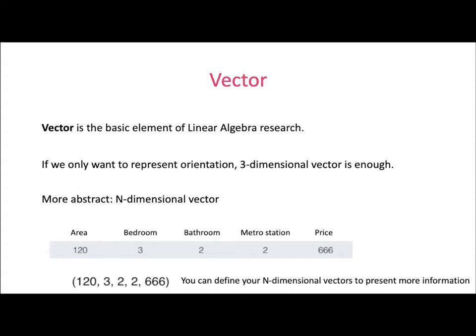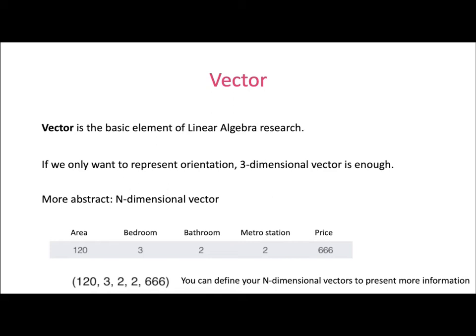For example, if we want to describe a room or a house, we can depict it from these perspectives, like how large is its area, and how many bedrooms and how many bathrooms does it have. And we can also describe how far the house is from the nearest subway station, how many kilometers it is, and also the price of this house. So every number here is actually a dimension.